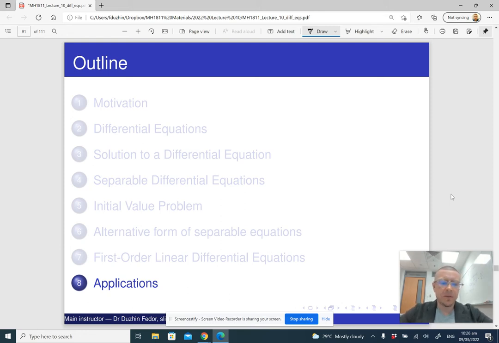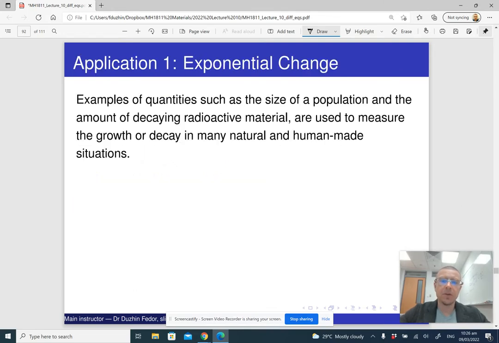And in the last part of the lecture, we are going to see some applications of differential equations and how real-world problems can be translated into differential equations. Well, the first very reasonable scenario is exponential change, right?